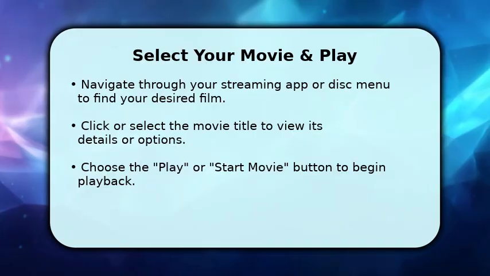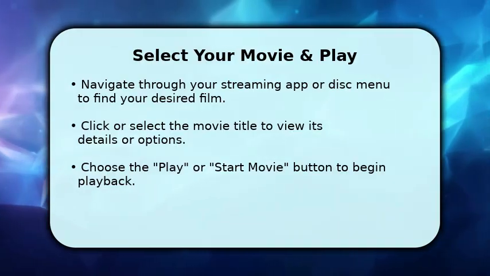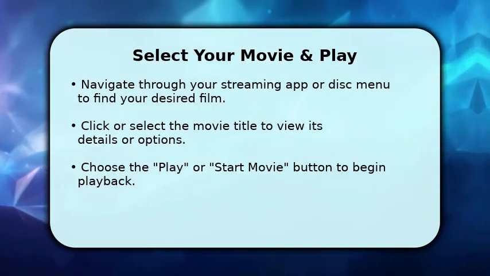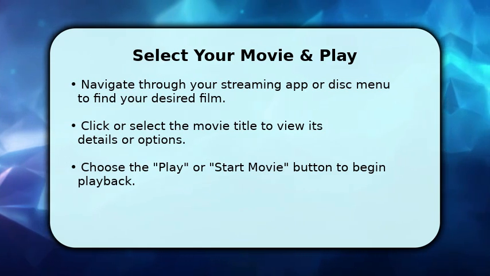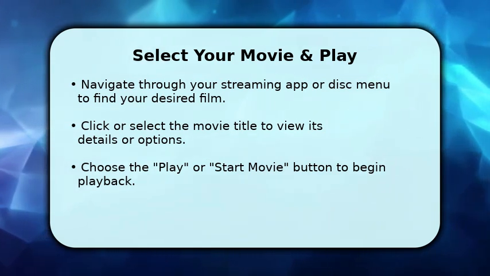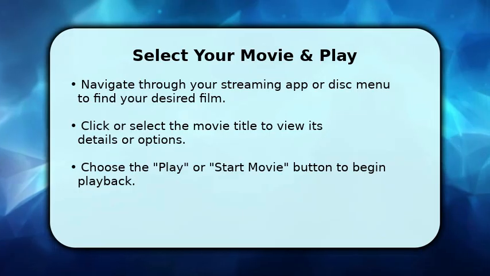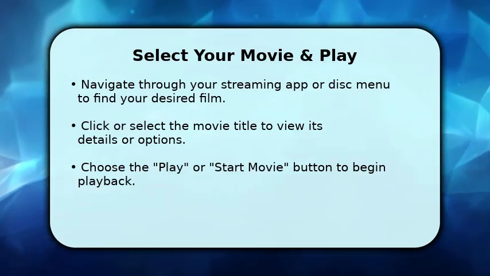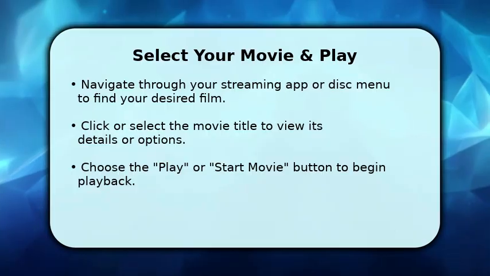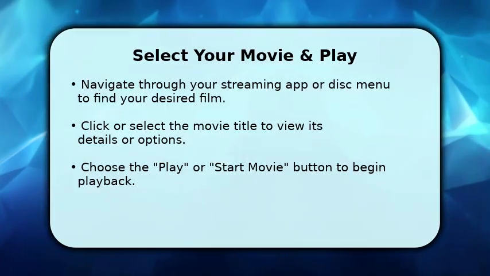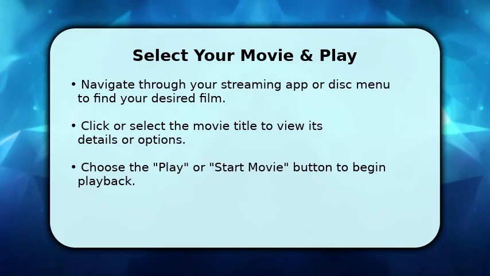Once you have chosen your source, the next step is to select your movie. If you are streaming, browse the app's library. For discs, navigate the menu using your remote control. With a digital file, simply double-click it. Look for a clear play button or option, which will typically be prominently displayed. A single click or selection will initiate the movie.